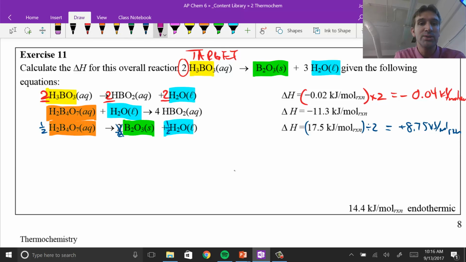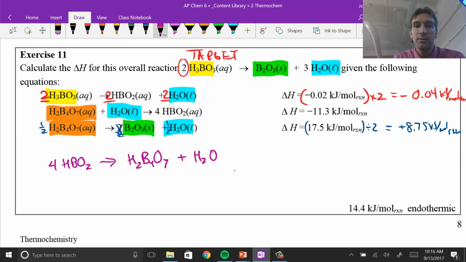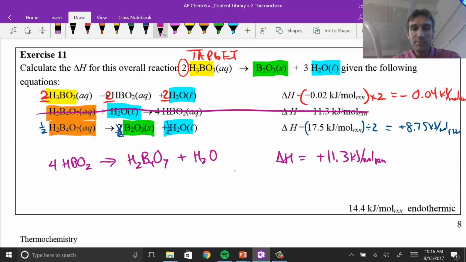I'm going to rewrite this as HBO2 on the left side. That should turn into the H2B4O7 and H2O. The energy, when I do this, has to be flipped in terms of its sign. So my delta H is now going to be positive 11.3 kilojoules per mole of reaction. I'm going to cross this off on top just so I don't confuse myself as I want to add these up. But I'm not completely out of the woods yet.